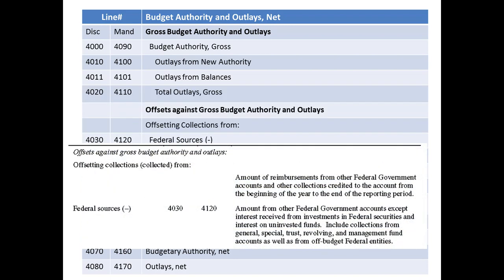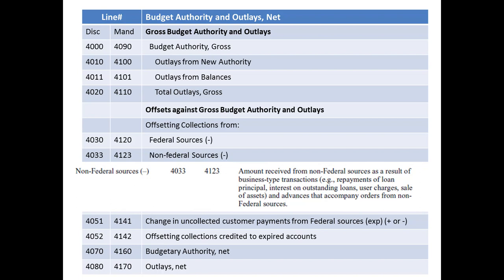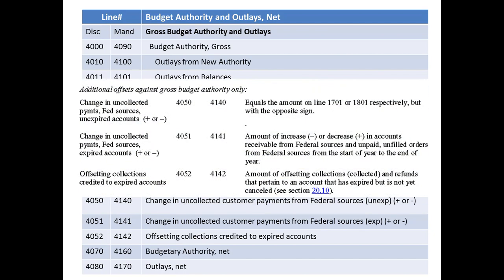First, we identify the discretionary offsetting collections from federal sources on line 4030, mandatory on 4120, and discretionary offsetting collections from non-federal sources appear on line 4033, mandatory on line 4123. The next section is labeled Additional Offsets Against Budget Authority Only. These offsets apply only to budget authority because no collections are involved.